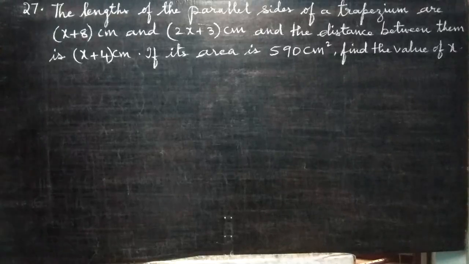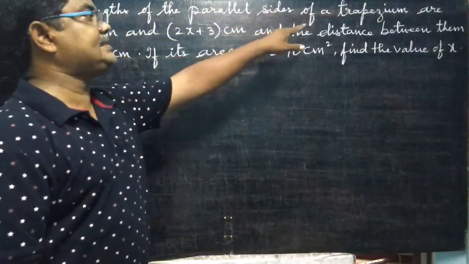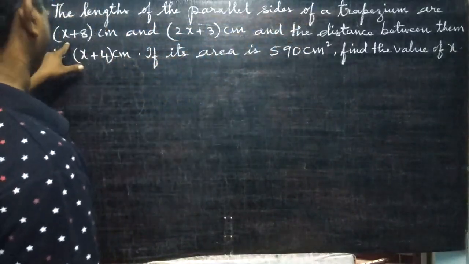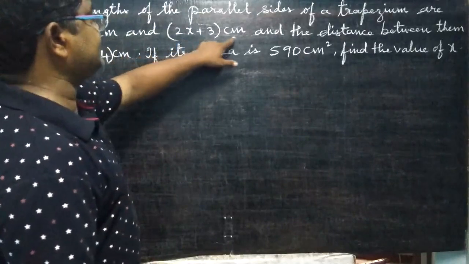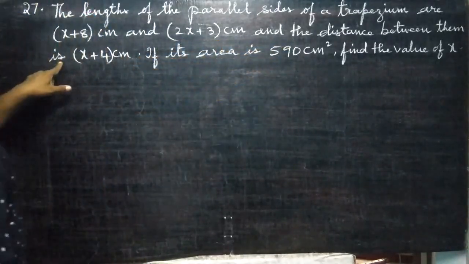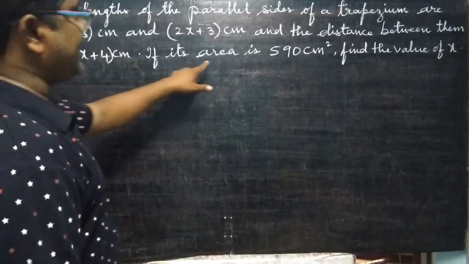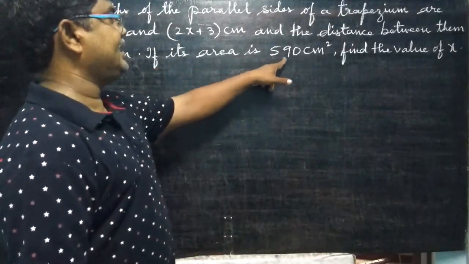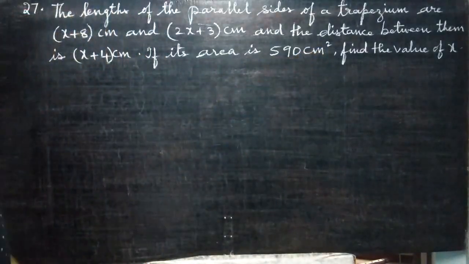27th problem. The lengths of parallel sides of a trapezium are x plus 8 centimeters and 2x plus 3 centimeters. And the distance between them is x plus 4 centimeters. If its area is 590 centimeters square, find the value of x.